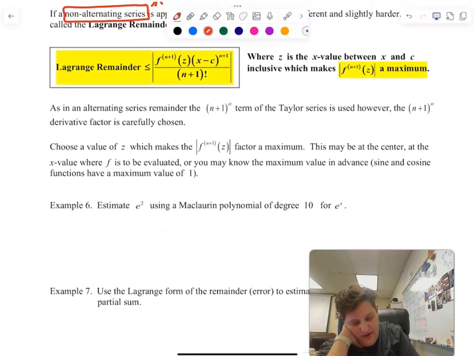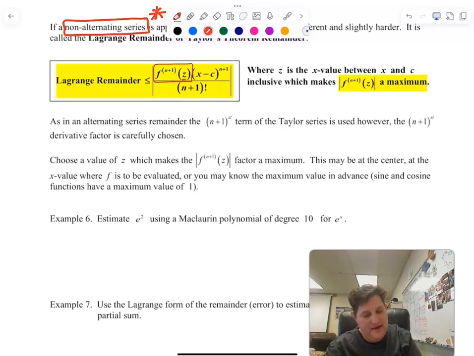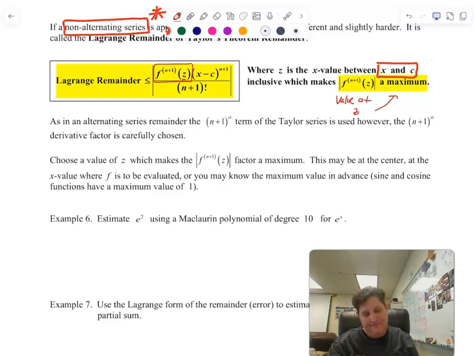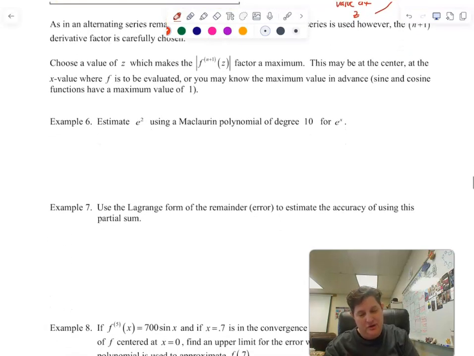Okay, look. The only thing that's different is this. In fact, the only thing that's different is the fact that it says a z there. Z is the x value between x and c, where it's the y coordinate, so not z itself, but how high z goes. Let's call this the value at z is a maximum. It's a little weird, but it's the n plus 1 term, but we have to make sure we're going to choose something that will maximize this derivative. Now, it might be at x, it might be at c, and it might be somewhere in between x and c.